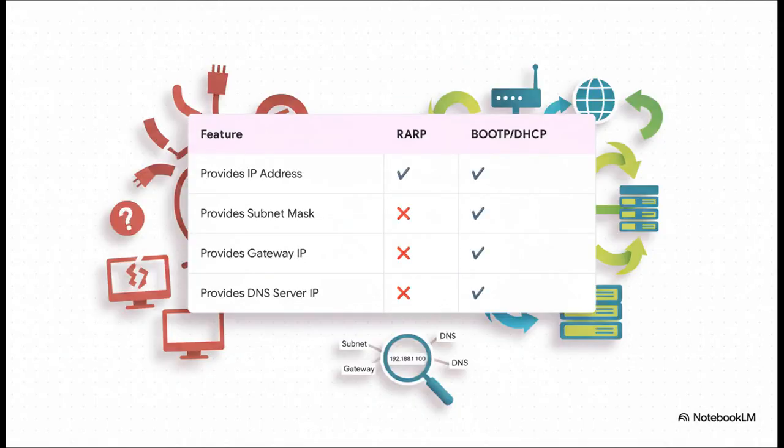And this table shows you exactly why RARP failed. It's the smoking gun. See, getting an IP address is just step 1. To actually do anything useful, a device needs its subnet mask, it needs a gateway to get to the internet, and it needs a DNS server to find websites. As you can see, RARP only gave you the IP address, leaving this huge configuration gap.